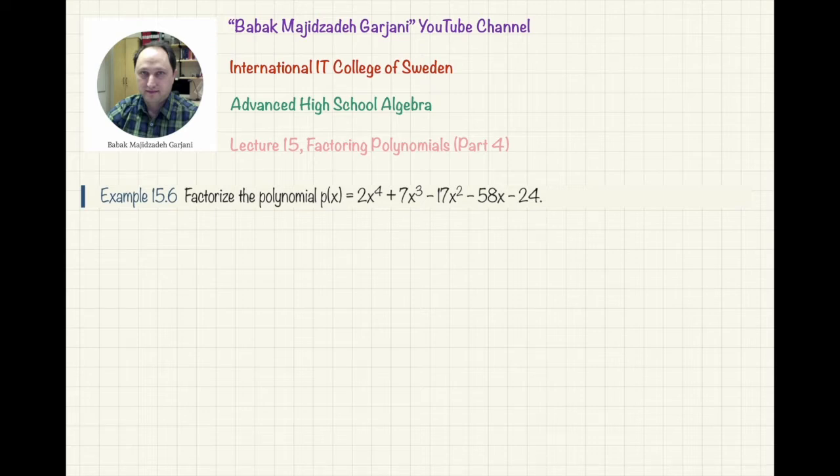So what I need to do, my minus 24 is my constant term. So what are the integer factors of minus 24? Of course, plus and minus 1 is always in the list, and then I will have plus and minus 2, plus and minus 3, plus and minus 4, plus and minus 6, plus and minus 8, plus and minus 12, and finally plus and minus 24. Of course, I have a very large list here, but this is the way that we can do it.